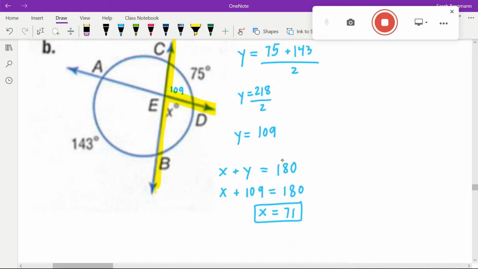If you ever run into a case where you don't have the arc measure for the angle you're looking for, nor its vertical angle's arc measure, possibly check if you could do this same kind of approach.